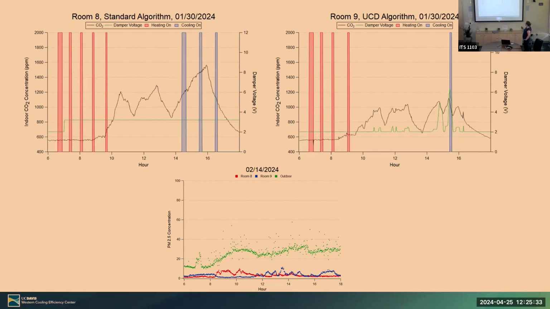Over here, the UC Davis algorithm is what I'm calling it here. The students come in, and it's modulating the outside air damper as it needs to maintain CO2 at about 1,000. And because it's using extra ventilation to maintain this CO2 set point, you can see here that we reduce the calls for cooling.